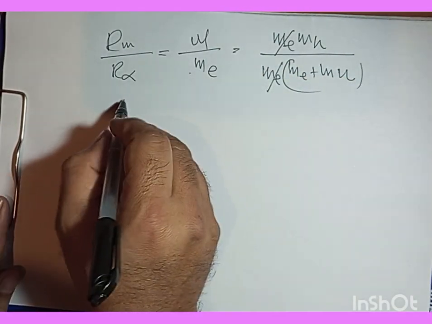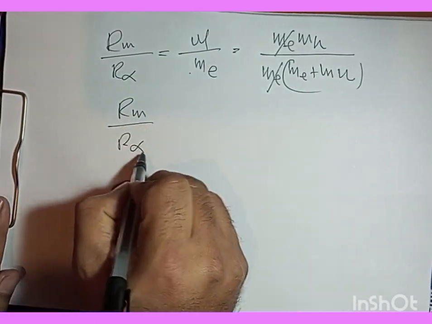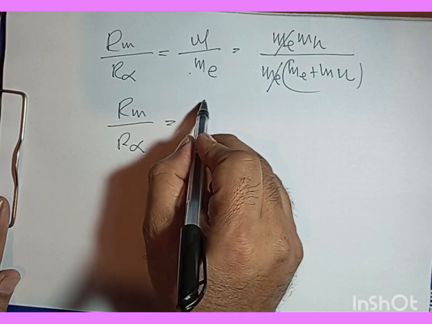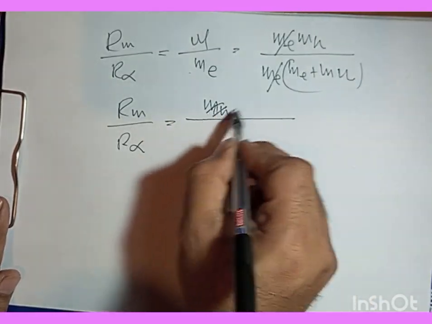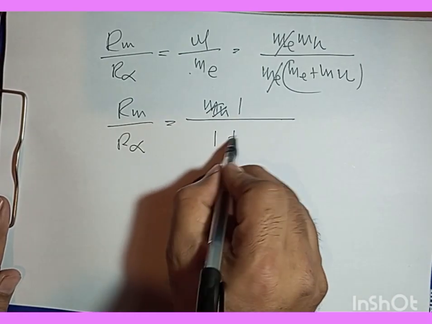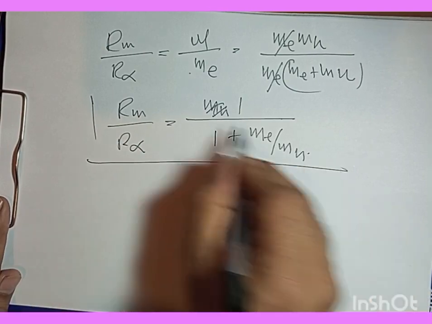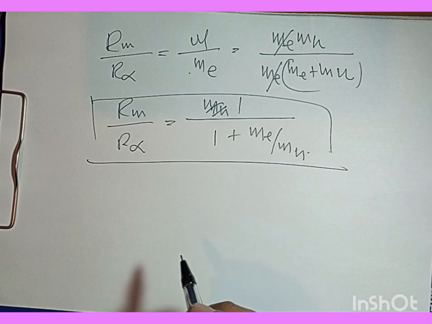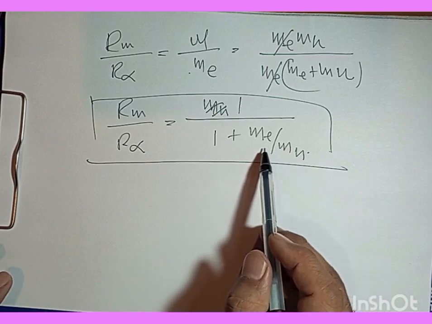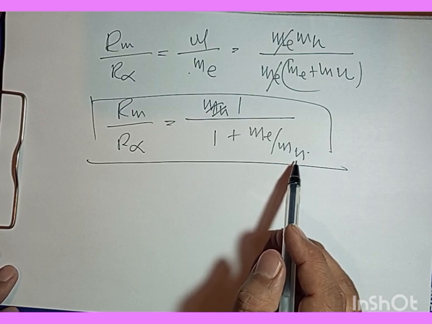So what can I write? I can also do one more modification. Rm by R infinity is mn by the mass of the nucleus. I will write here 1 divided by 1 plus me by mn. This will be the more precise way of writing it. So we can see here, me is the mass of the electron, and mn is the mass of the nucleus.